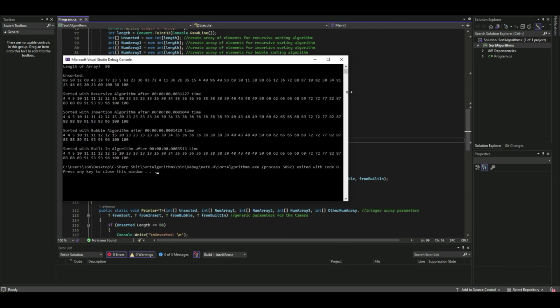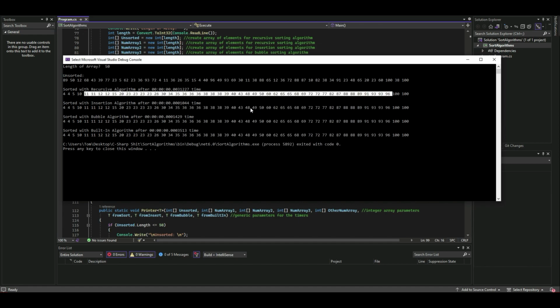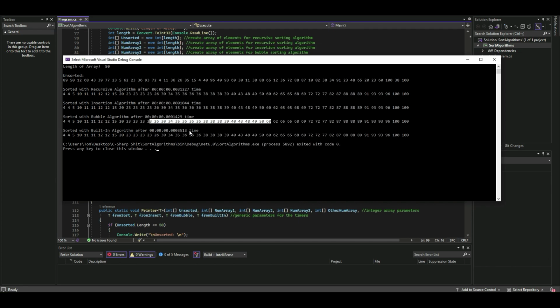So we can look at these arrays here. This is our unsorted right here. Then this was sorted with my recursive algorithm, sorted with the insertion, sorted with the bubble, and then sorted with the built-in right here. And we can look at the times for that. With my recursive algorithm, it was about 3 milliseconds. For the insertion sort, it was less than a millisecond. For the bubble, less than a millisecond. And for the built-in, less than a millisecond. So we can already see that my recursive algorithm is a bit slower than the other ones here.